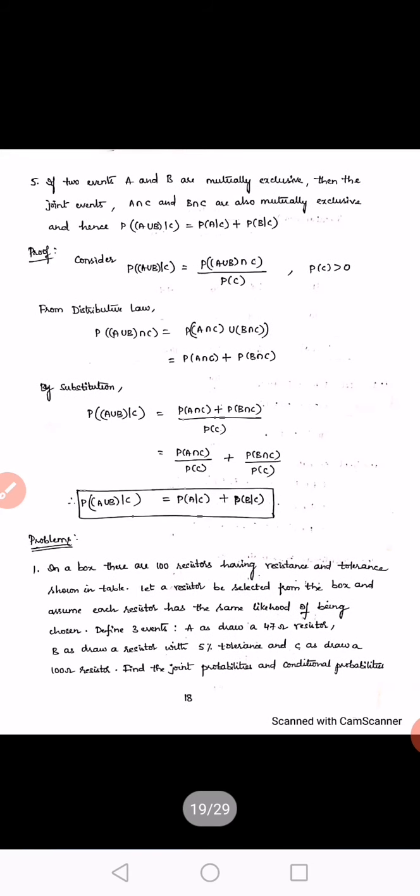Remember this. Now based on these two concepts, total probability and conditional probability, let us solve some examples.